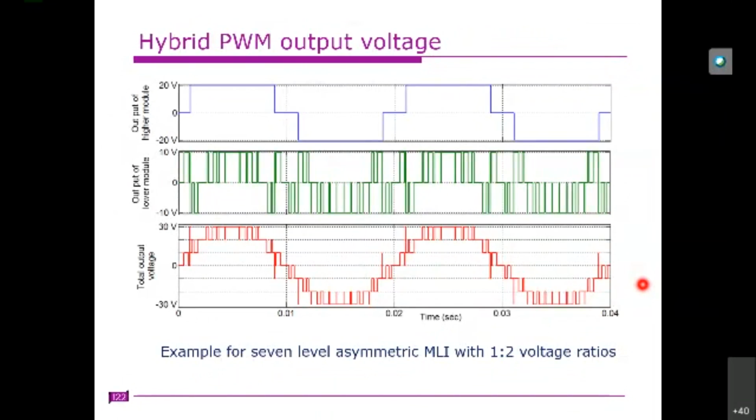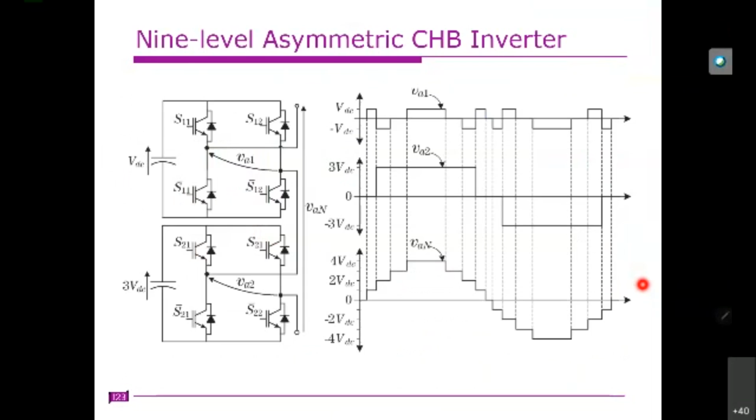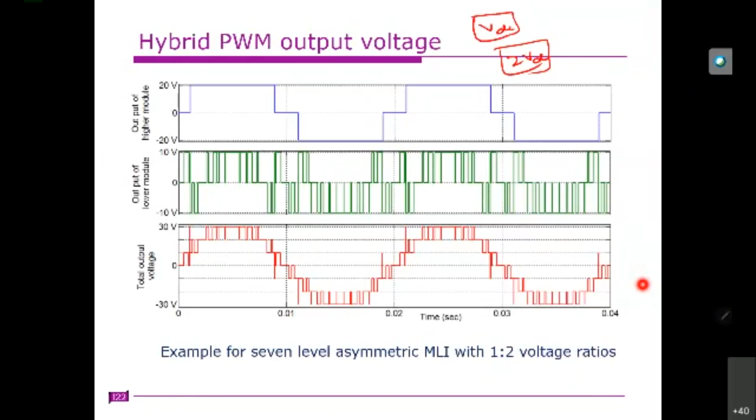I think with this one you can get more idea. Okay. So this is right. So this is the output voltage. Assume that here we have VDC and you have 2 VDCs there, right? In this hybrid modulation, you're supposed to get 7 levels, right?